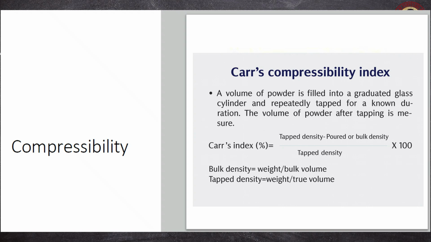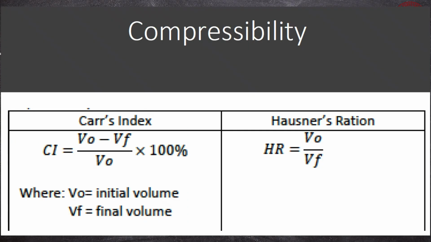So in short, Carr's index tells us how well-behaved or stubborn our powder is during production. Sa paggawa ng tablet, hindi lang mahalaga na dumadaloy ang powder, kailangan din itong madaling makompress. That's what we call compressibility, the ability of a powder to decrease in volume when pressure is applied. In simple terms, how well can a powder form a strong tablet without breaking apart?